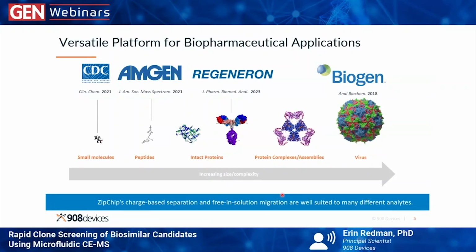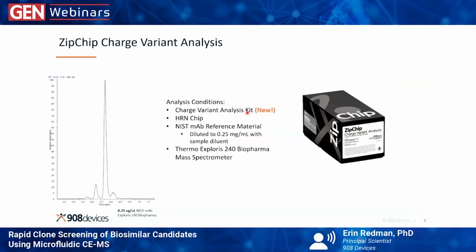And in the life sciences industry, ZipChip's being used for quite a number of different applications. But in this presentation today, I'm going to focus on intact protein separations, and specifically analysis of monoclonal antibodies. For charge variant analysis with ZipChip, we recommend using our charge variant analysis kit paired with an HRN chip.